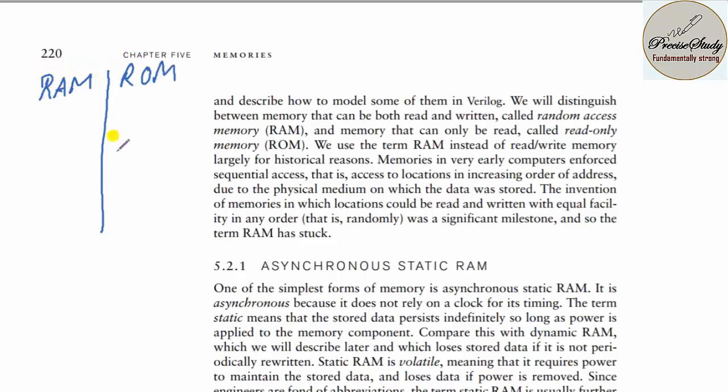Next you need to talk about RAM and ROM. RAM stands for random access memory, whereas ROM stands for read only memory. RAM is a volatile memory, ROM is a non-volatile memory. In the case of RAM, whenever there is a power failure you lose the information, but in the case of ROM you can retrieve the information even when there is a power failure. In RAM you can perform both write and read operations, but in ROM you can perform only read operations. This is the basic difference between RAM and ROM.